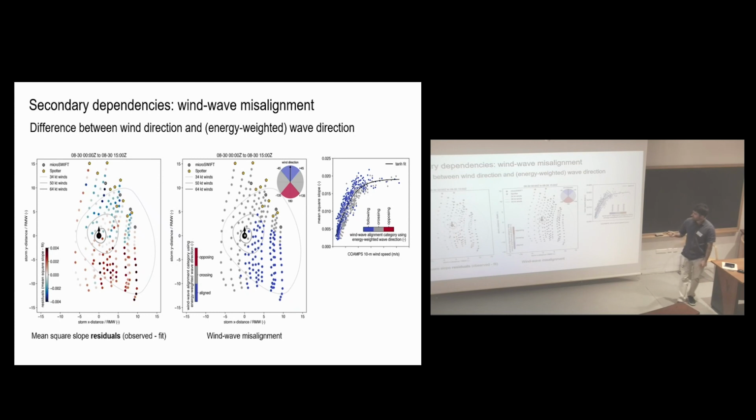And in this case, I'm categorizing it in the bulk sense, where I'm saying everything between wind-wave misalignment plus or minus 45 degrees on either end, I'm going to call aligned waves. Crossing is where you're perpendicular, plus or minus 45 degrees from 90 degrees relative to the wind. And then we don't have any cases in this particular storm, but we also have opposing waves, where we are plus or minus 45 degrees from 180 from the wind.